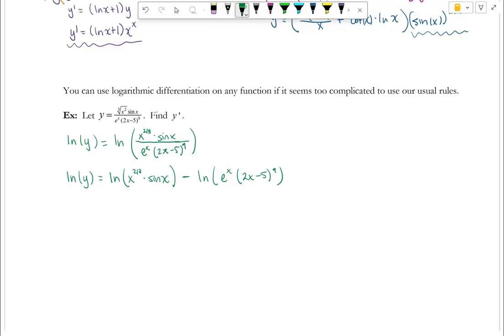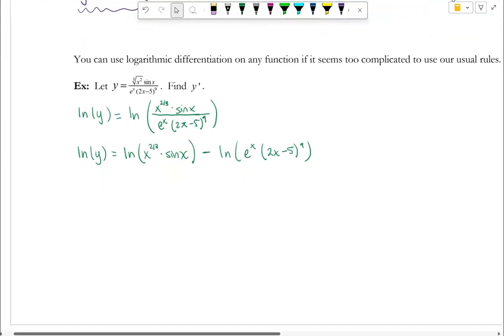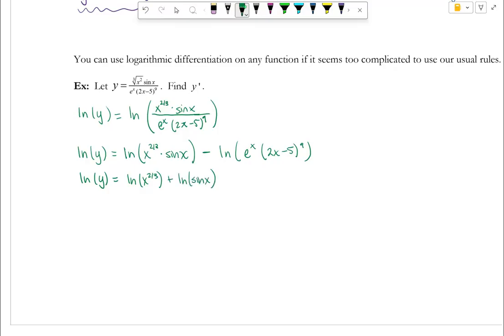All right, so now we have a difference of logs, but each of those logs has a product in its argument. So I'm going to apply the rule that lets me turn a log of a product into a sum of logs. So this is going to become ln of x to the 2/3 power plus ln of the sine of x. I have to be careful here with my subtraction that I put my next two terms in parentheses, or sometimes I switch to brackets. So then I have the natural log of e to the x plus the natural log of 2x minus 5, all of that to the 9th power.